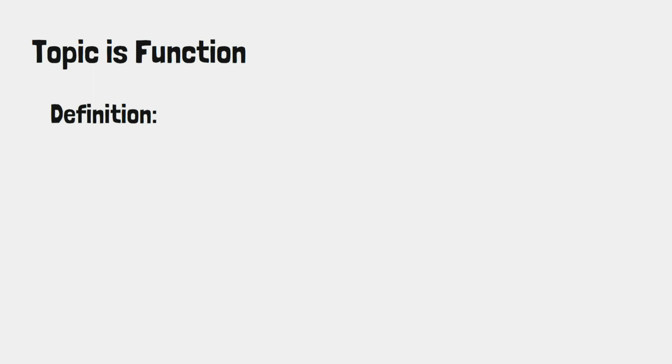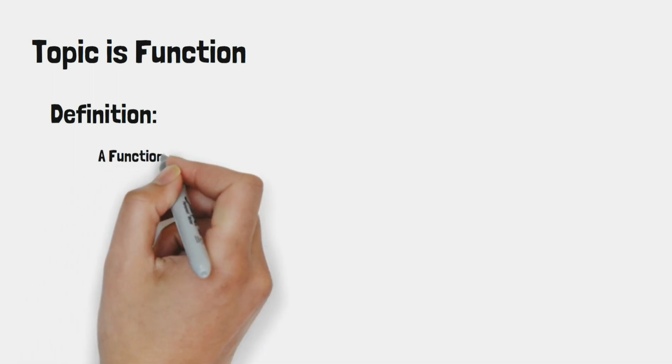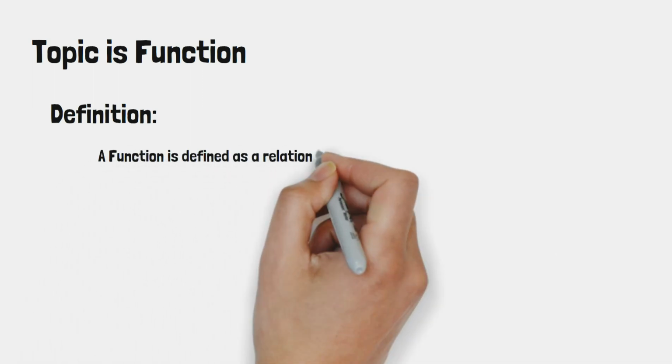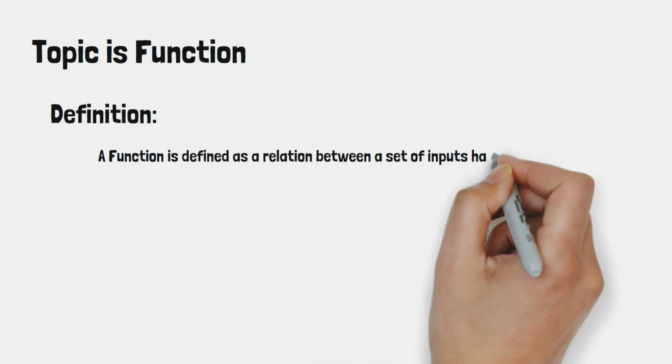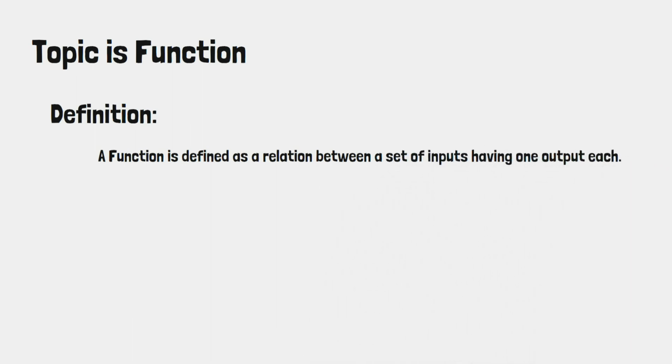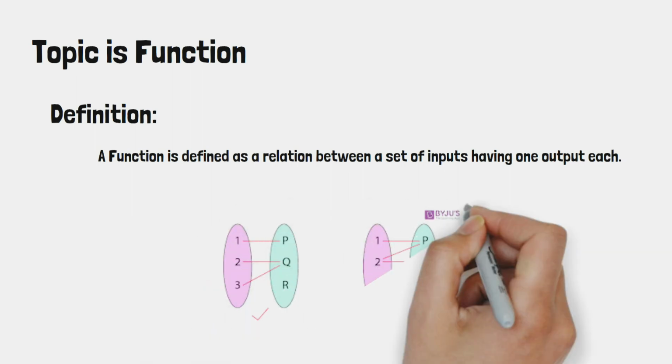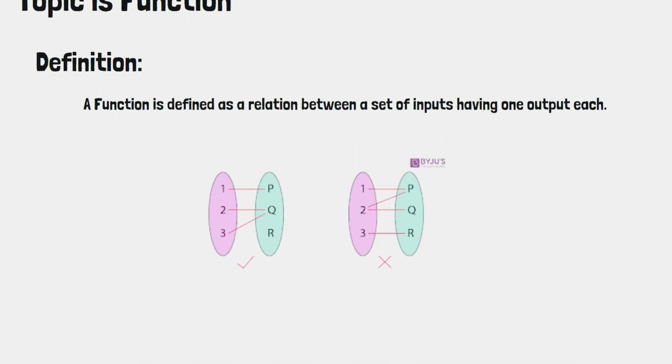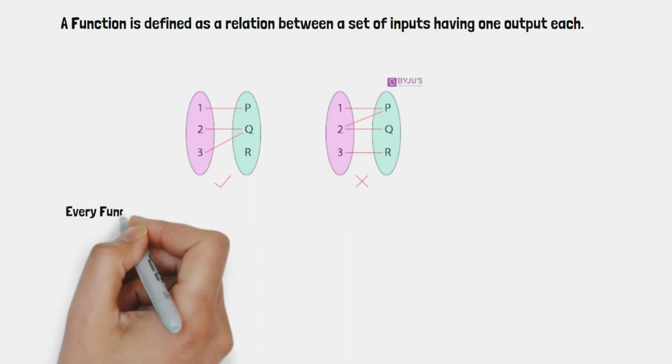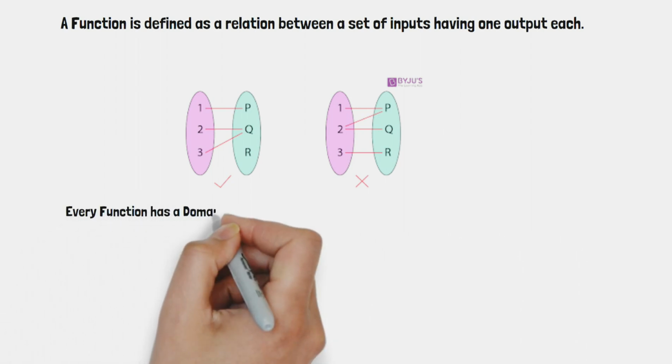Today's topic is about functions. It's a very important topic. So let's move to the simple definition. A function is defined as a relation between a set of inputs having one output each. It means for one input there must exist only one output. Remember that every function has a domain and range.